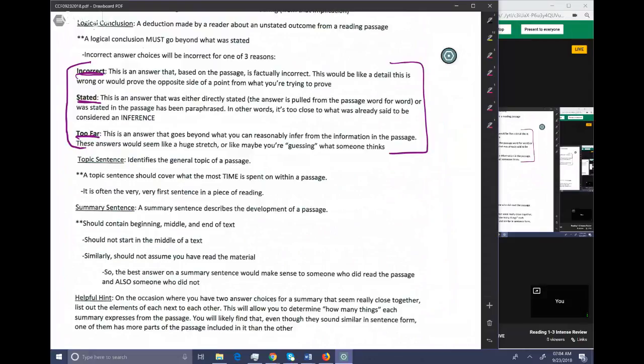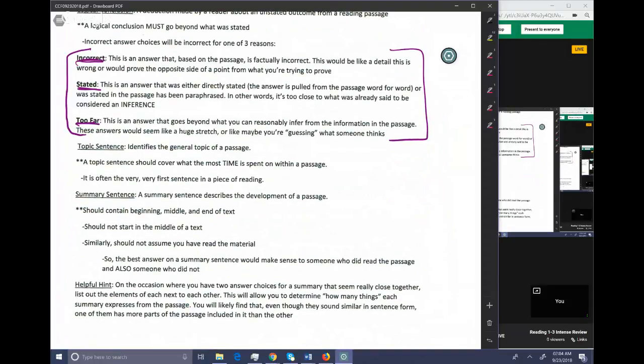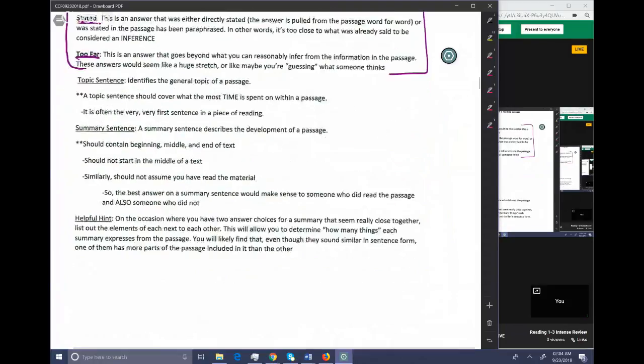So they could be incorrect where they pull a detail out of the passage, but they change something about it and it makes it incorrect. They could be stated, which can be directly word for word, or it could be paraphrased a little bit, but still stated in the passage, or it could go beyond what would be an appropriate inference.